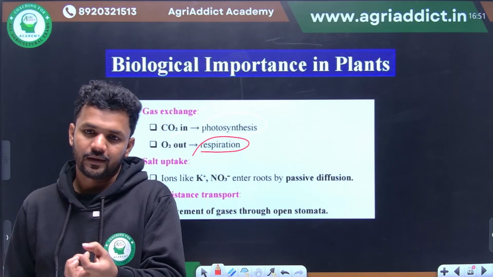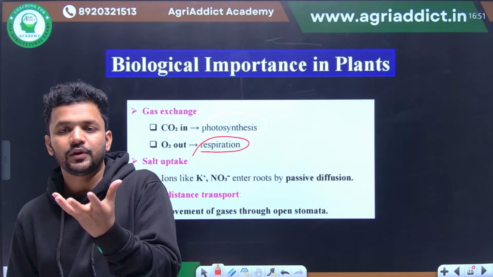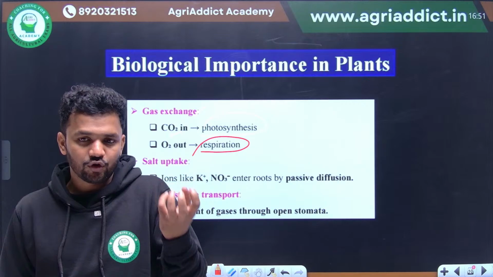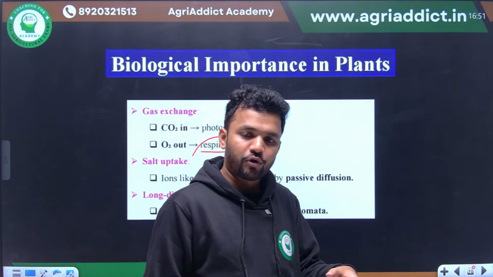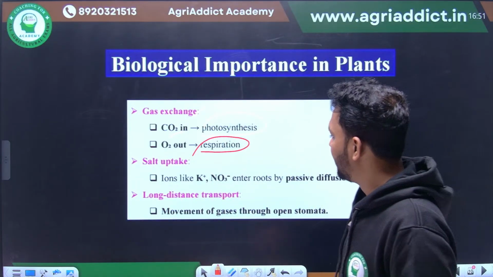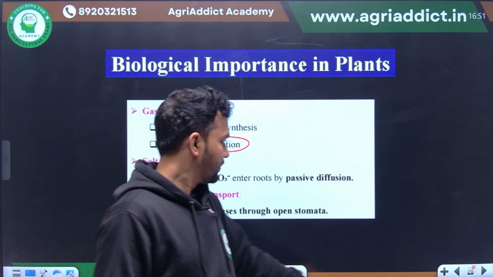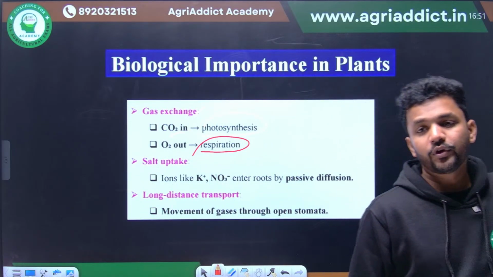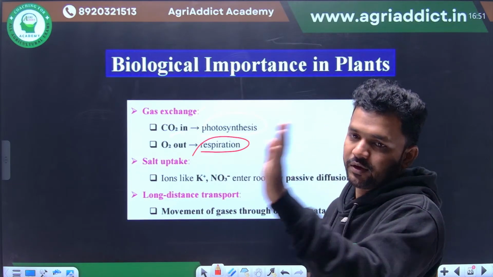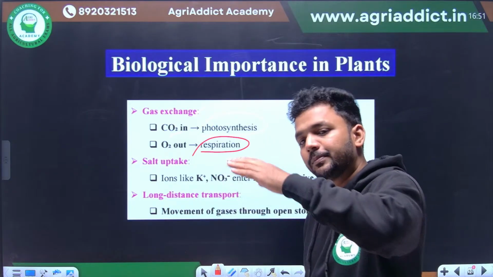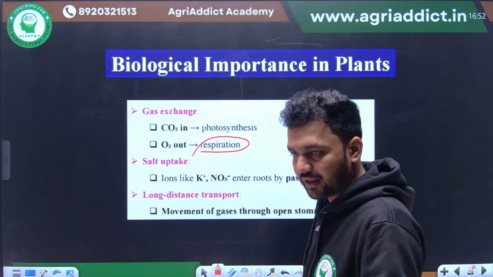The root absorbs the salt or nutrients by absorbing the water. In water, the nutrients are dissolved, and that nutrient-dissolved water is absorbed by the roots of plants. That also occurs through osmosis, right? And long distance transport, movement of gases through open stomata. Okay, this is the biological importance of diffusion, like how diffusion helps in the movement of gases from one part of the plant to another part of the plant, or from the atmosphere to the plant and plant to the atmosphere. Mainly diffusion helps in the movement of gases.